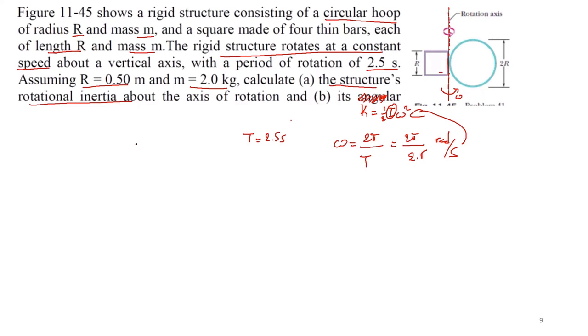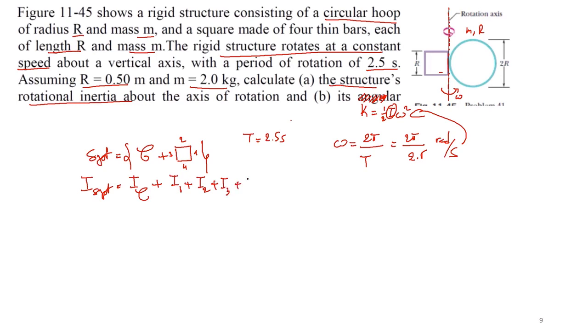Okay, now first, let's find the moment of inertia of this complex structure. So my system is made of a circle plus a square, and the square has 4 parts, of course, made of 4 thin bars. Let me call these parts 1, 2, 3, and 4. So the moment of inertia of my system will be equal to the moment of inertia of my circle, my hoop, my ring, my circular hoop that has a mass m and radius r, plus the moment of inertia of each bar of my square, I1, I2, I3, and I4.